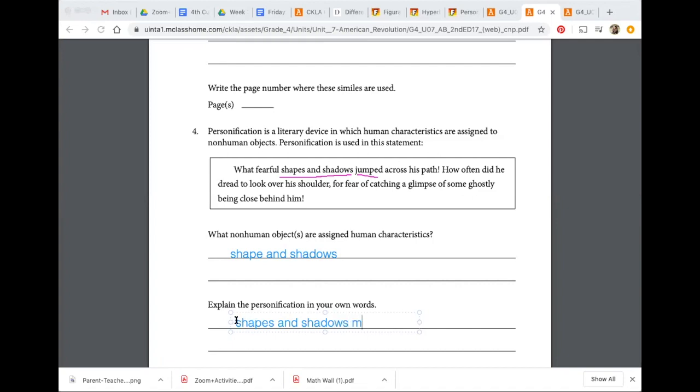Made, I can even capitalize this since I'm actually going to be putting in a complete sentence here. Shapes and shadows made the path scary by jumping, because it said they were jumping, or they jumped. Okay, I'll say jumping here to make it fit in the sentence. All right, so that is the answer to number 4.